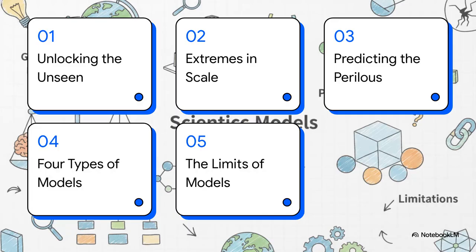Well, here's our roadmap for today. We'll start with unlocking the unseen, move on to tackling extremes in scale, look at predicting the perilous, break down the 4 types of models, and finally, look at the limits of models.